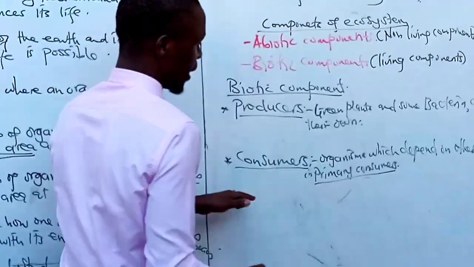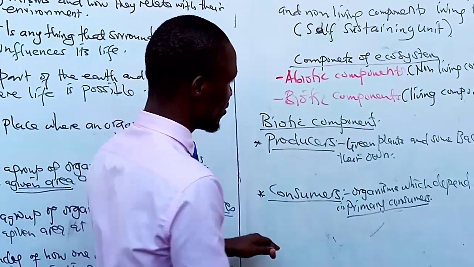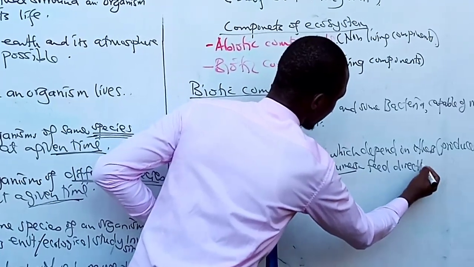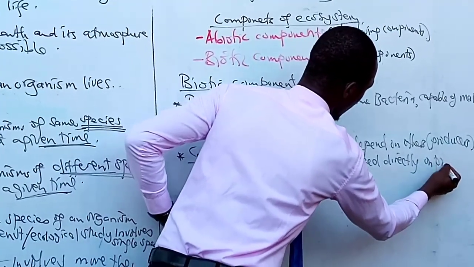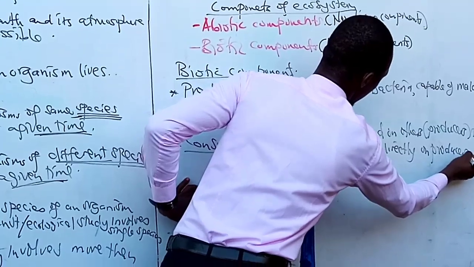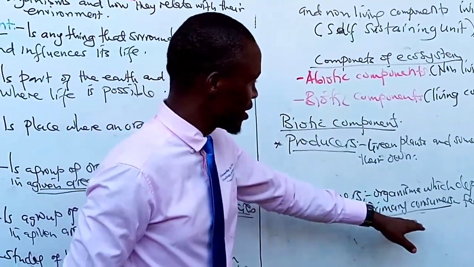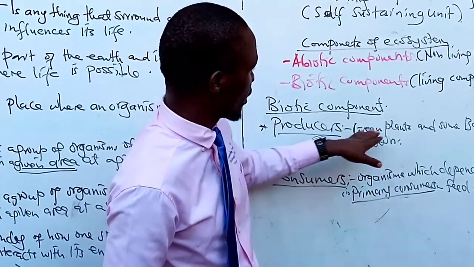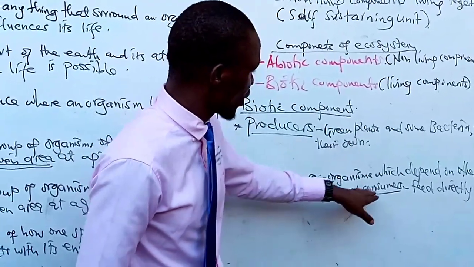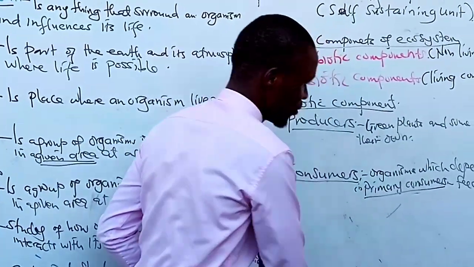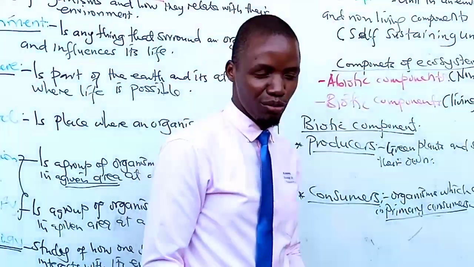Primary consumers. These are consumers which feed directly on producers. It means if we have producers, for example green plants, the primary consumers are those consumers which feed on the green plants. Let me give you one example. Give me anything that feeds on green plants.